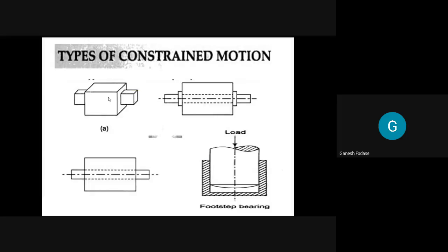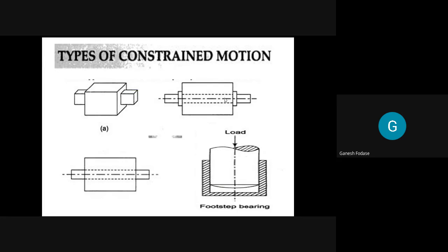Bar slides inside the other bar, prismatic bar. So here one sliding motion is possible in only one direction, and it is predictable. We know we can't rotate this bar because of this arrangement. So we can only slide it. Hence it is called a completely constrained motion. Now take an example of this.